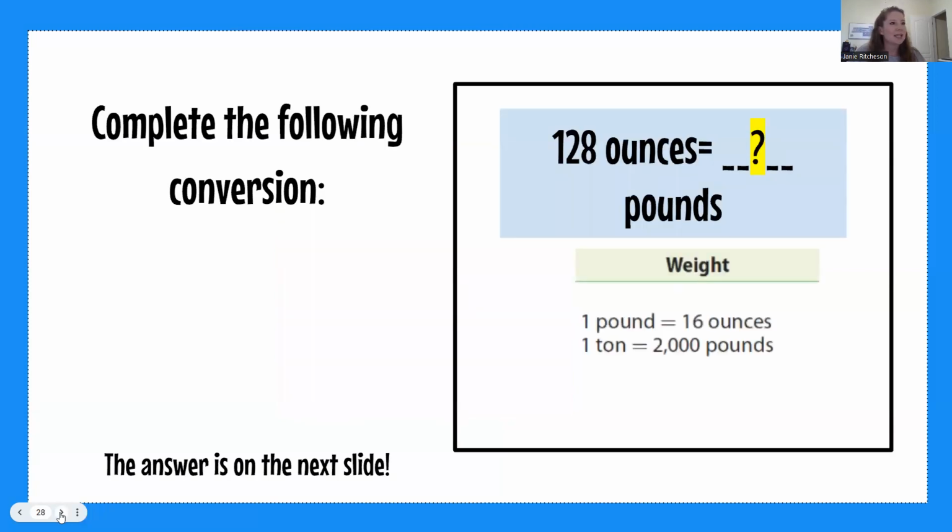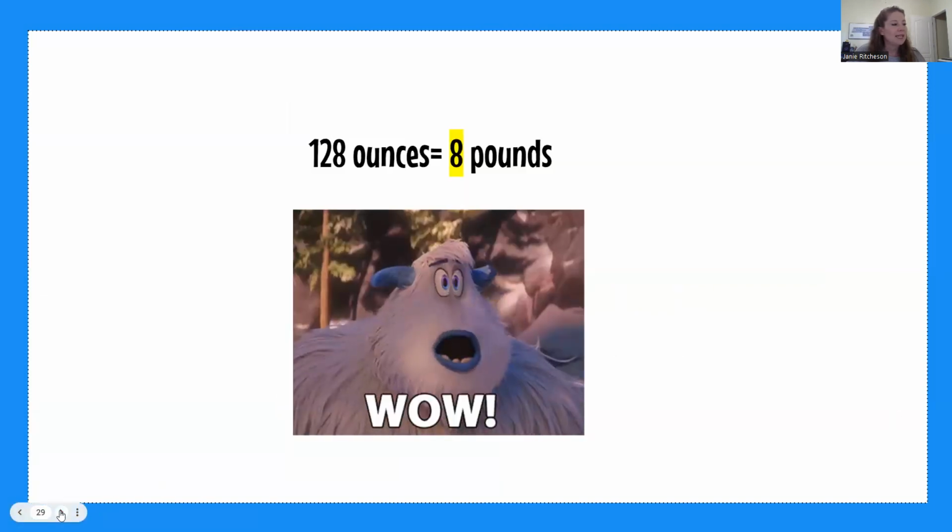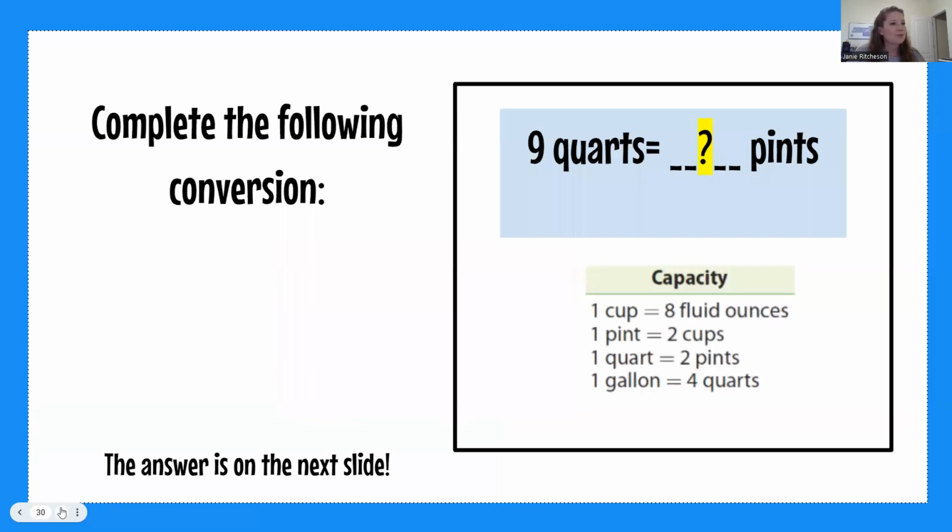All right, next one. If you have 128 ounces, how many pounds is that? So we're going from small unit to big unit, small to big. So what are we going to do? We're going to divide. So if there are 16 ounces in 1 pound, what is the answer? Yep, 8 pounds. How'd you guys do?